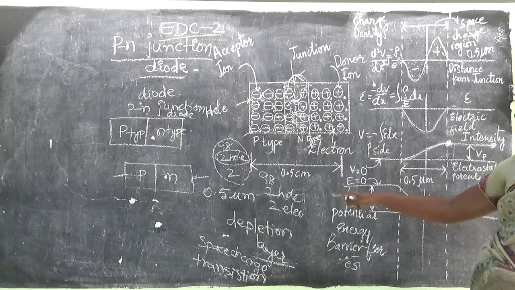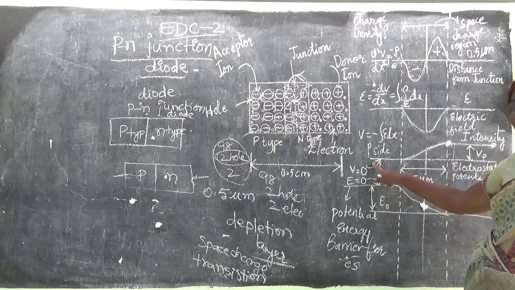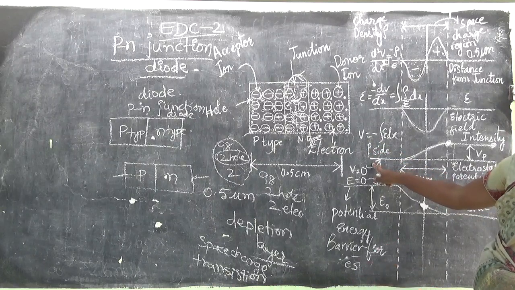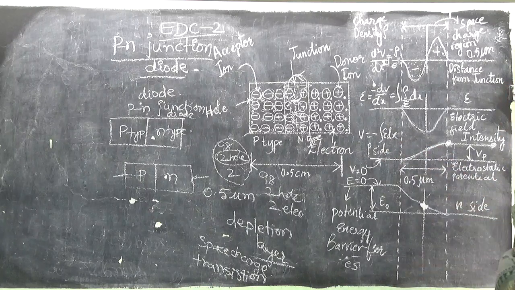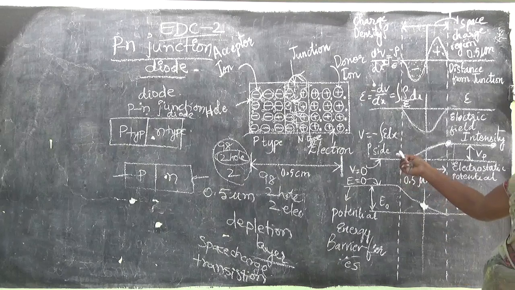For electrons. On the P side, the minority carriers are electrons, there are two or three of them, which is fewer. So the same thing will become downhill.